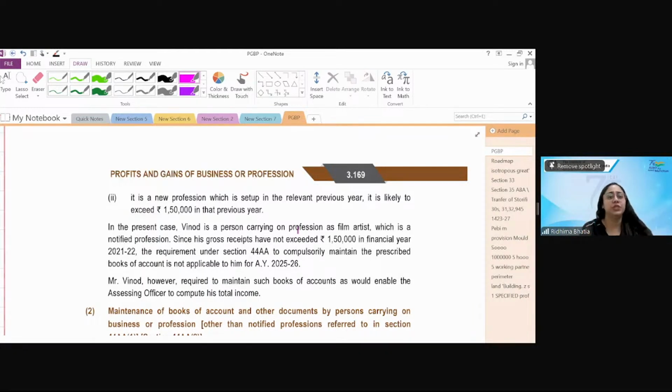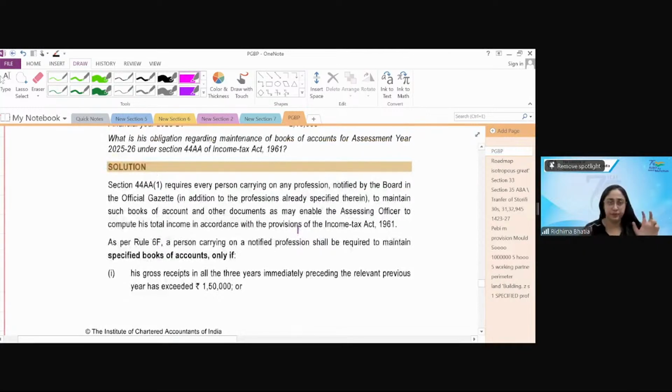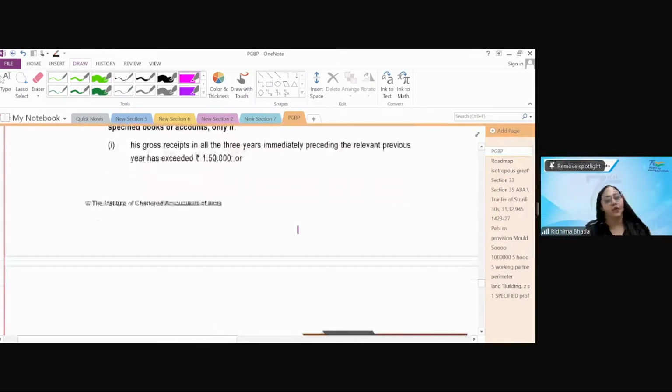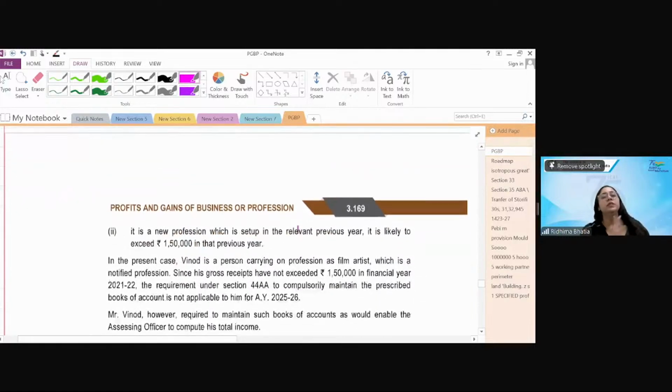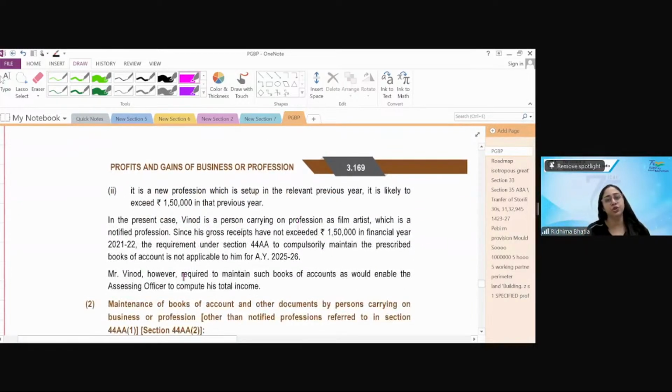And see guys, if a theory question comes, this is how you have to attempt it. First, you have to write about the provision. Then you have to write the relevance of the question with the provision. And then you clearly have to write your conclusion. And if you think another assumption can be applied, just write it clearly then and there.